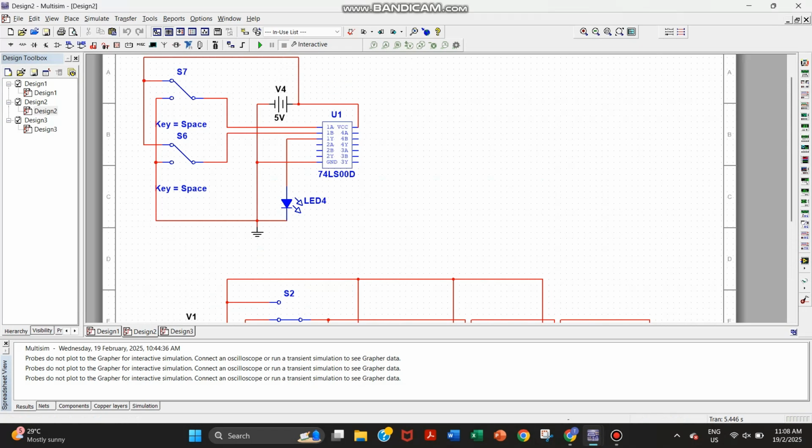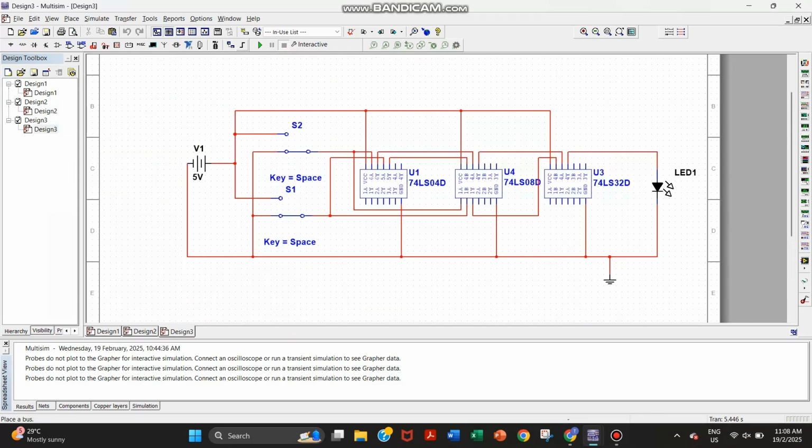So the next one is XNOR, which is the opposite of an XOR gate. So basically, when both switches are at the same state, it will become 1, and when they are different, it will become 0. So currently, when they are both 0, the output will be 1 since they are the same. When I switch it to 1 0, it will become 0, and so will 0 1, it will also become 0, and when I switch it to 1 1, it will become 1.